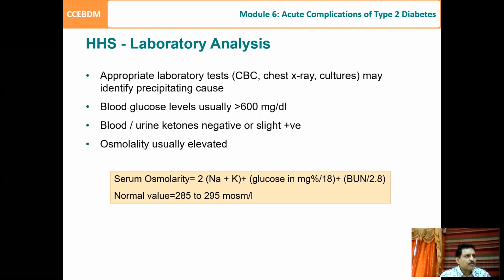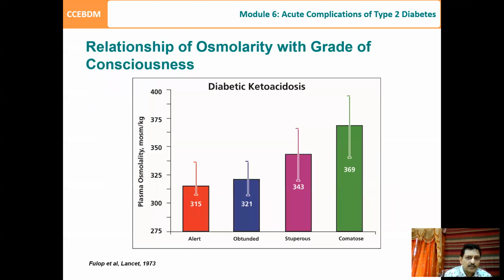So we have to do some laboratory tests: complete blood count, chest X-ray. We have to try to identify the precipitating factors. Blood glucose level is usually more than 600 milligram per dL. The ketone values are usually negative. There may be 1+, but osmolarity is always elevated because the blood glucose level is more than 600. If we calculate the osmolarity, it is always more than 300. Now you can see that most of the patients who have an osmolarity of more than 300 up to 315 actually remain in an alert state.